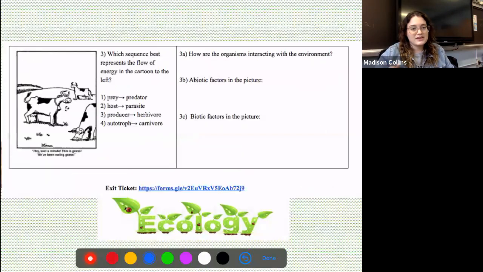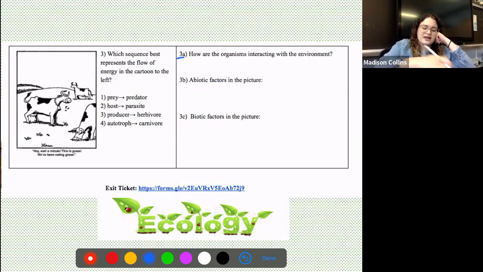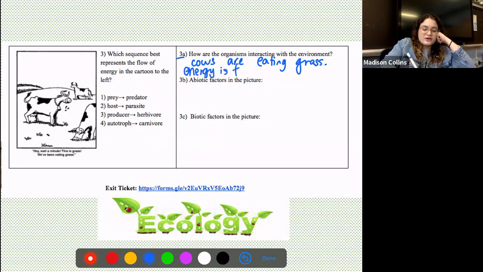All right. Last thing we're going to do today is we're going to answer 4 questions based on this cartoon we see right here. So what do we see happening in this cartoon? Well, we see that cows are eating grass. So we can go ahead and answer question 3A. How are the organisms interacting with the environment? The cows are eating grass. In fact, we could say that energy is flowing from the grass to the cows.